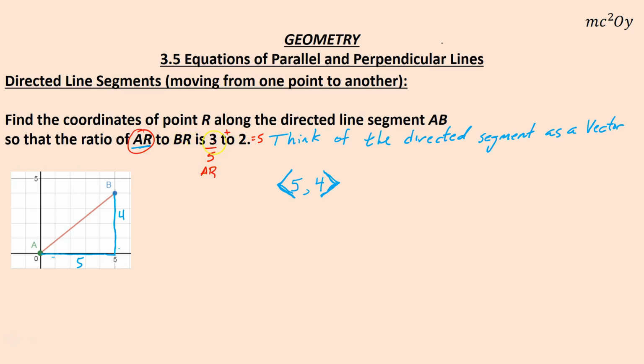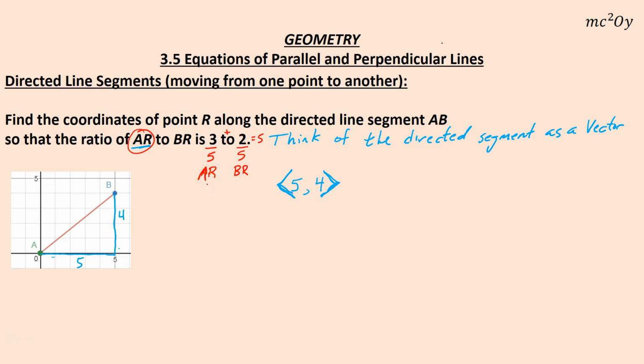And then we have the BR. The BR is going to be the 2 out of 5. So 3 out of 5 of those pieces is going to be AR. 2 out of 5 of those pieces is going to be the BR. Please pay close attention to the next few calculations. You will find an error. See if you can catch it and correct it before I correct it.